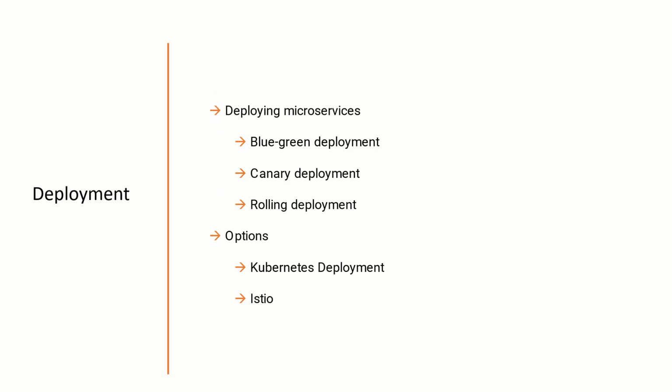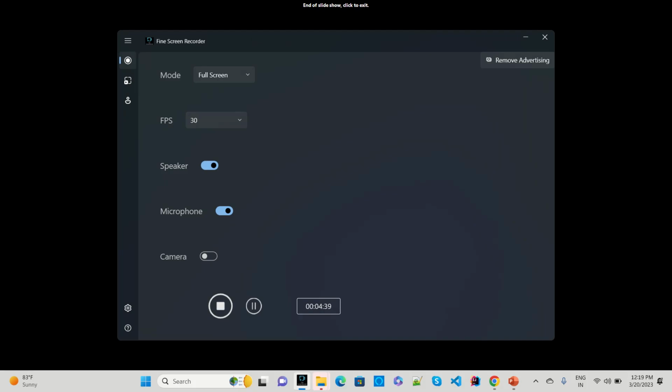Deployment: we will have blue-green deployment, canary deployment, and rolling deployment. So the options we have are Kubernetes deployment and Istio. So these are all the things we need to follow while we develop a microservice.